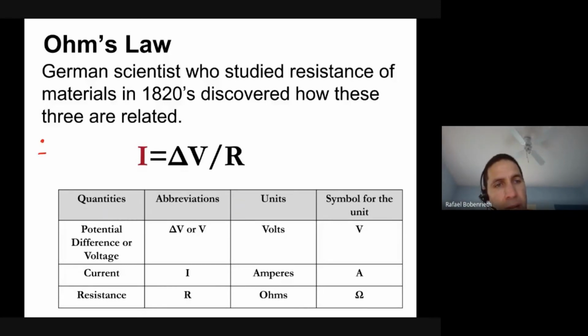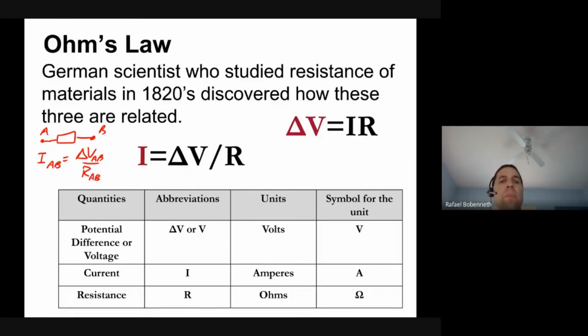So let's say I have spot A and spot B, and let's say I have some sort of resistor. The important thing to realize is that Ohm's law applies to regions of a circuit. It can also apply to an overall circuit that you'll see here. But the current from A to B is equal to the potential difference between A and B divided by the resistance between points A and B. So just keep that in mind. It's applied to different points in the circuit or different regions in the circuit.